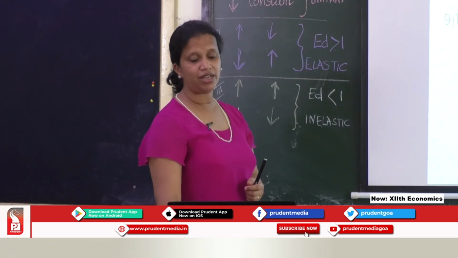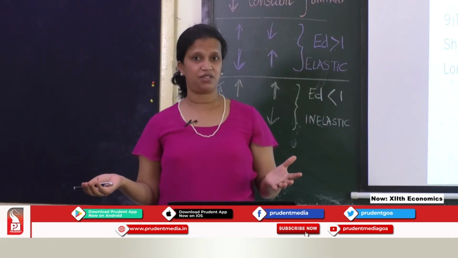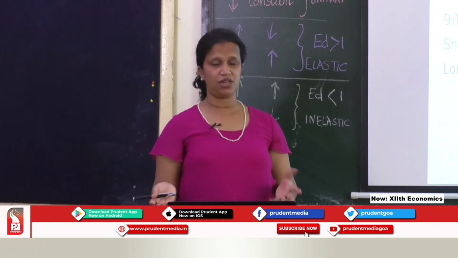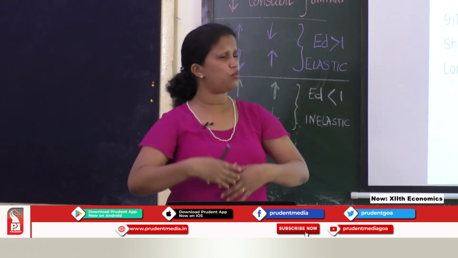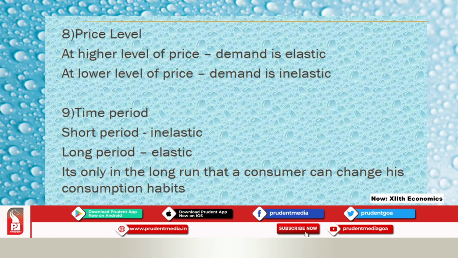And finally, we look at the time period. Now, two time periods: short period and long run period. Short period demand is inelastic. That means in the short run, I am going to buy a commodity irrespective of the price because I have to consume it. I may be habituated, I am used to it, whatever might be the reason, I am going to buy it. In the long run, demand is elastic.